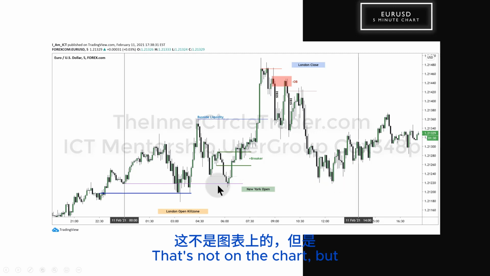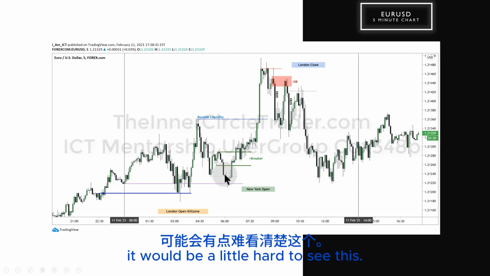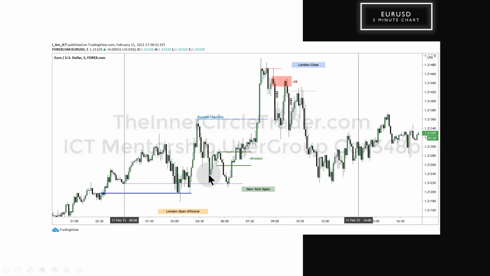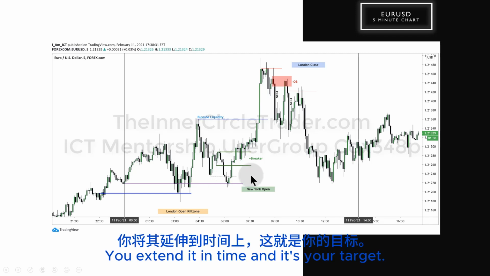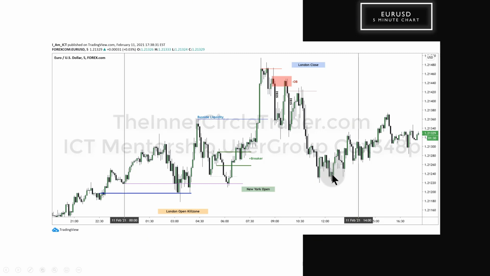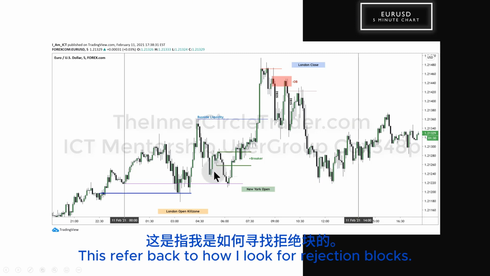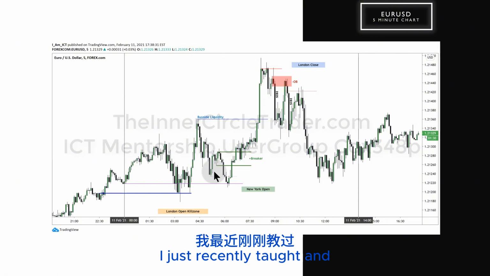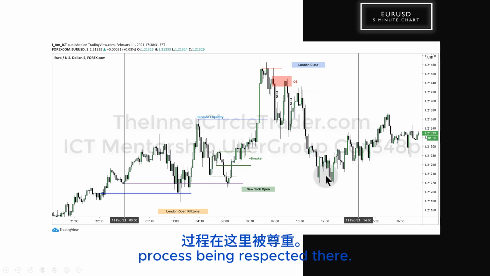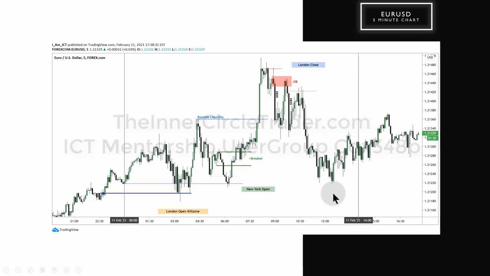That's not on the chart, but if I had it here, it would be a little hard to see this down close candle, closing price, extend it in time, and it's your target. Just refer back to how I look for rejection blocks. I just recently taught it and refined your idea about what that is, especially for the folks that are already aware of a rejection block. And you can see the process being respected there.